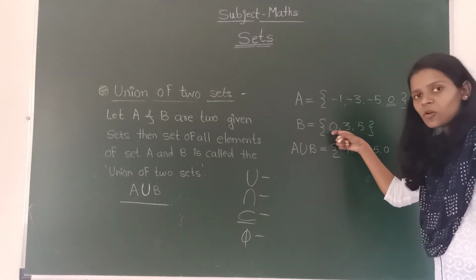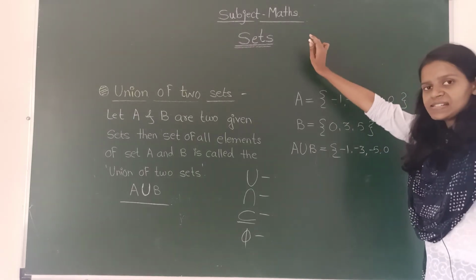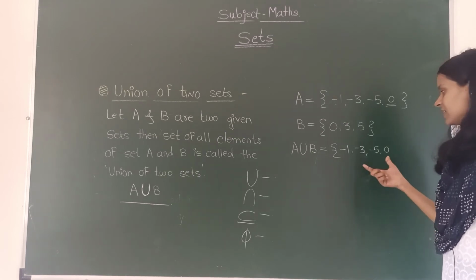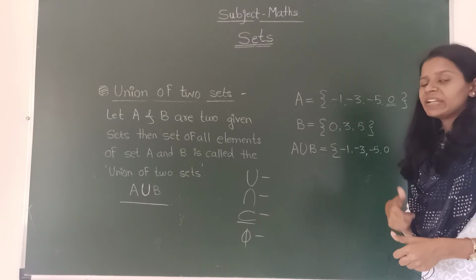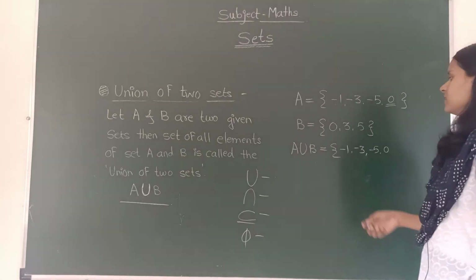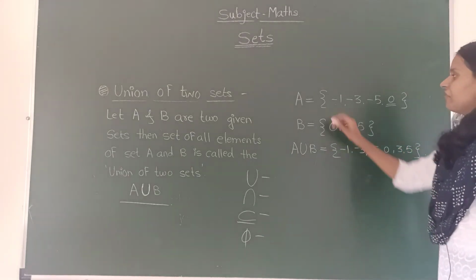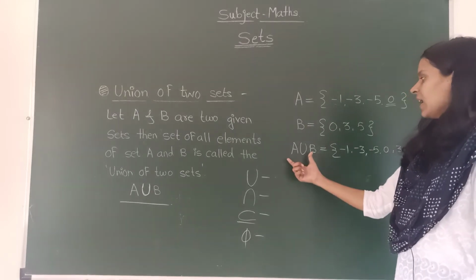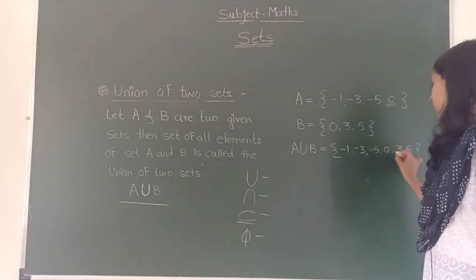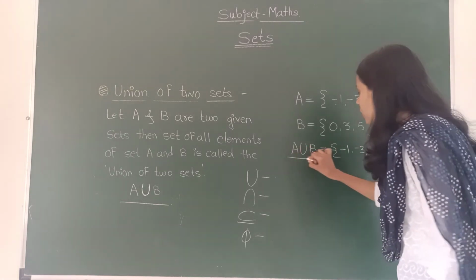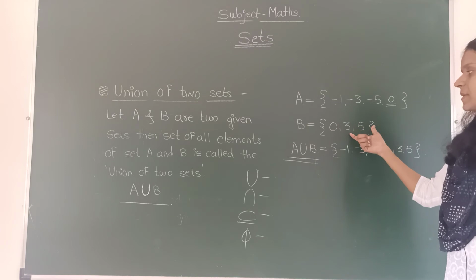So we will skip this 0 because we have written it once, and according to the rules of writing sets, we can't write the elements of a single set in repetition. Order is not necessary, but we can't repeat the elements. Then the remaining elements are 3 and 5. So if A and B are given sets, then A union B is equal to -1, -3, -5, 0, 3 and 5, that is, all elements present in set A and all elements present in set B.